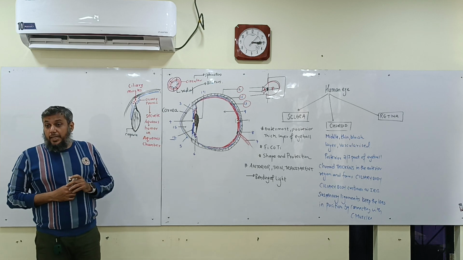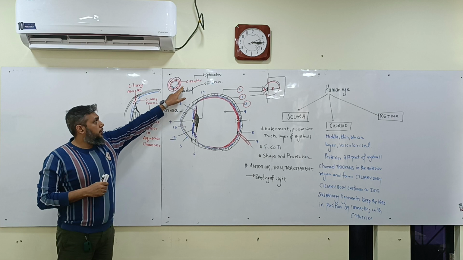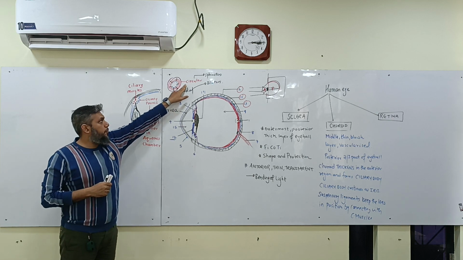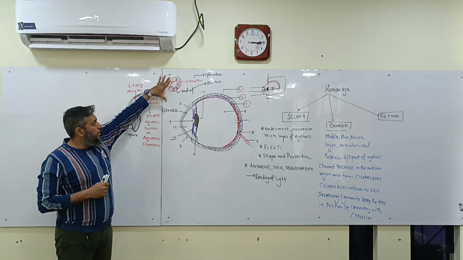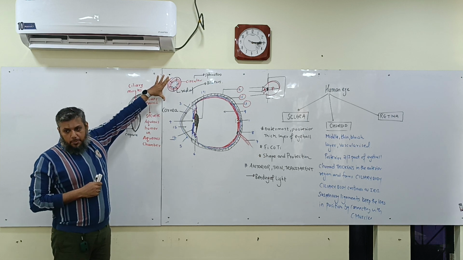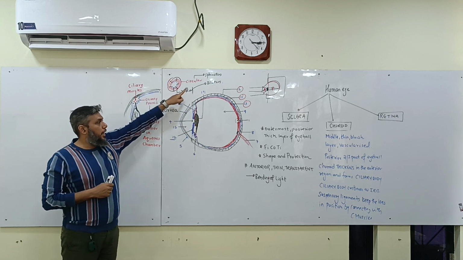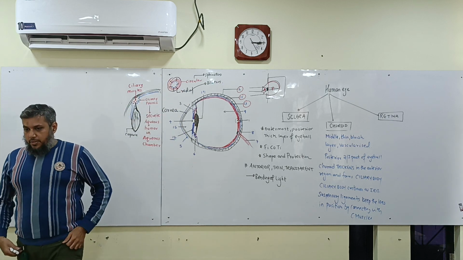So under sympathetic nervous system, fight and flight, the radial muscles will increase the size of the pupil. Parasympathetic nervous system will constrict it with the help of what, Uchiro? Sphincters.